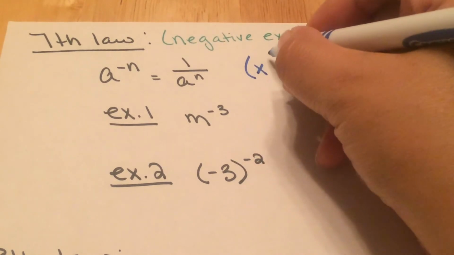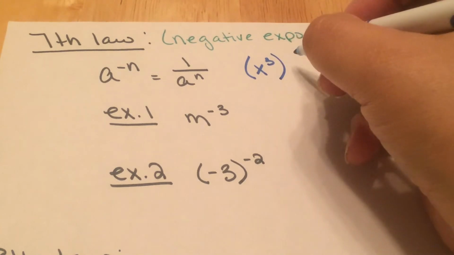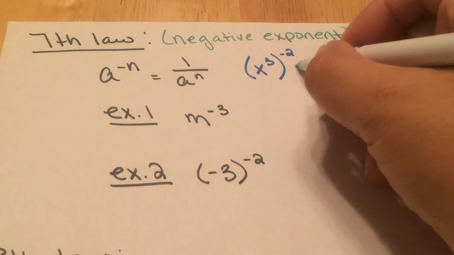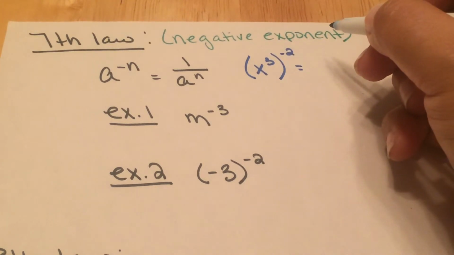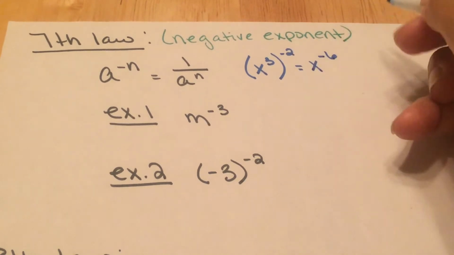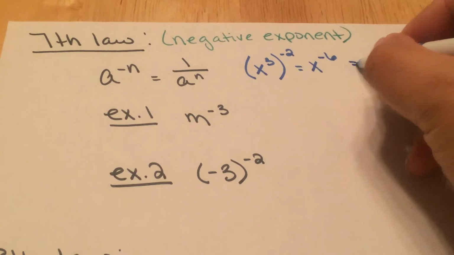x to the third power raised to the negative second power. First of all, we know from our power of raising a power to a power property that this is going to be x to the negative 6. So now we see that we have a negative exponent. But what does this really mean?